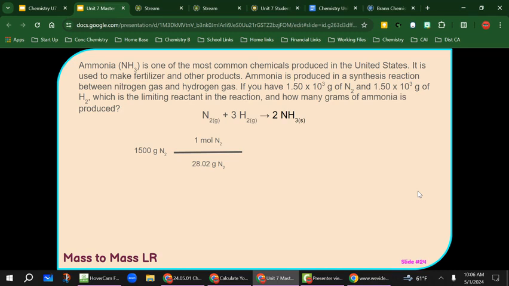Next, I'm going to do my ratio step where I'm going to compare nitrogen to ammonia. 2 moles of ammonia on top, 1 mole of nitrogen on the bottom. Now, I am not going to go to grams yet. You'll see why in a minute. But I have to at least get through the ratio step. Questions? So I find out how many moles of ammonia I will create.